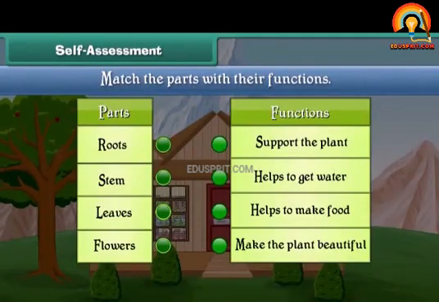Friends, now let's check your understanding. Match the parts of plants with their functions.